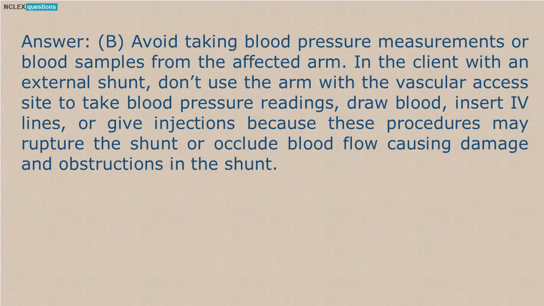Answer: B. Avoid taking blood pressure measurements or blood samples from the affected arm. In the client with an external shunt, don't use the arm with a vascular access site to take blood pressure readings, draw blood, insert IV lines, or give injections, because these procedures may rupture the shunt or occlude blood flow, causing damage and obstructions in the shunt.